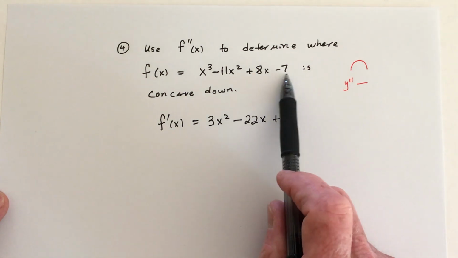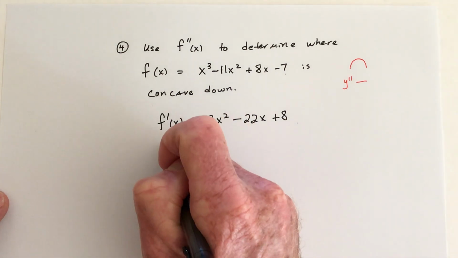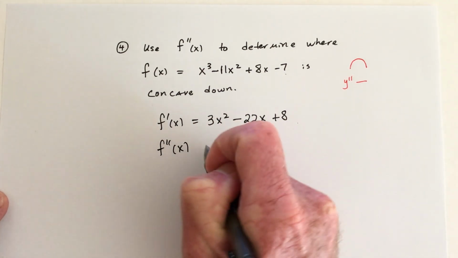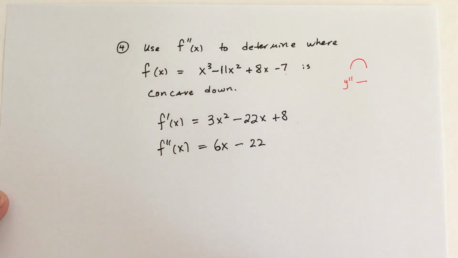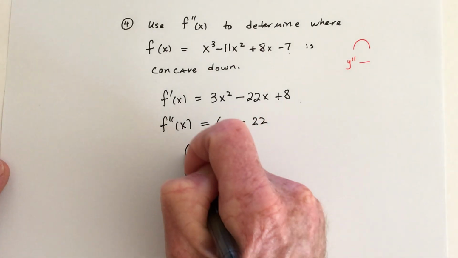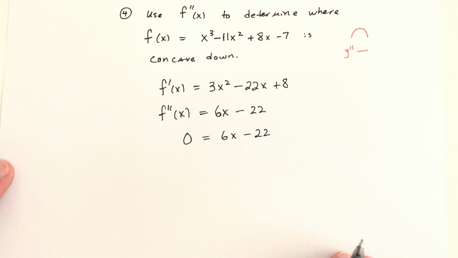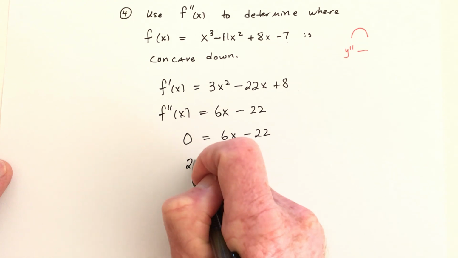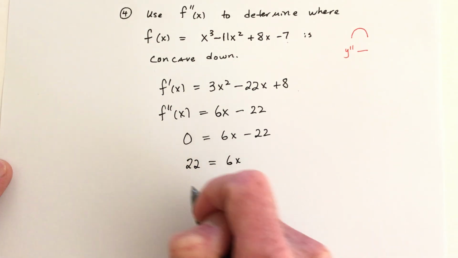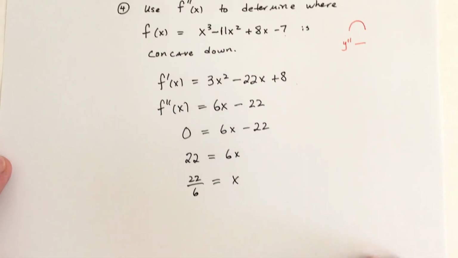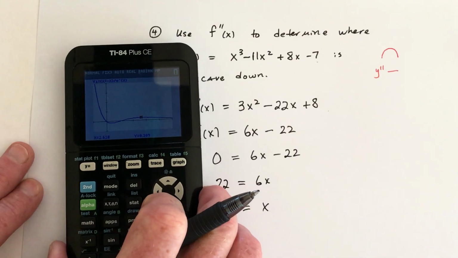Sorry about that. So the derivative of -7 is 0. And the derivative of the 8x gives us the 8. Then onto the second derivative. So this is going to be 6x minus 22. And then set that equal to 0. And then we'll solve for x. So here I could just add 22 to both sides and then divide by 6. And then I'm going to go ahead and get the decimal for that, as well as I'm going to check it on the calculator at the same time.